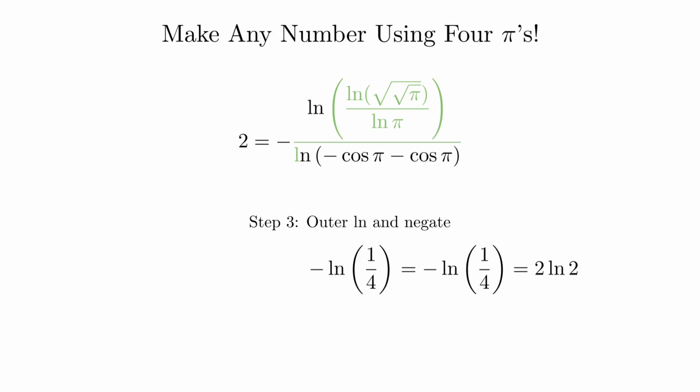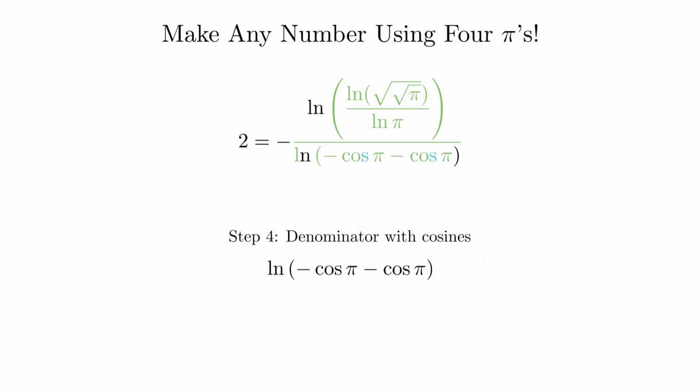Here's where our 4th pi comes in. We've got the natural log of negative cosine pi minus cosine pi. That's 2 more pies, giving us our total of 4. Now, cosine of pi is -1, so this becomes ln of minus 1 minus 1, which is ln of 2. Look at that. It's super clean.